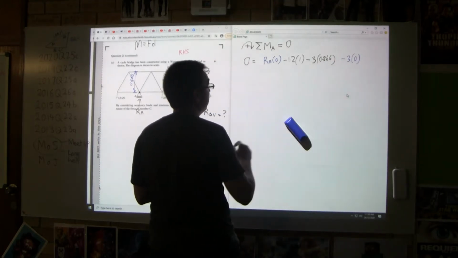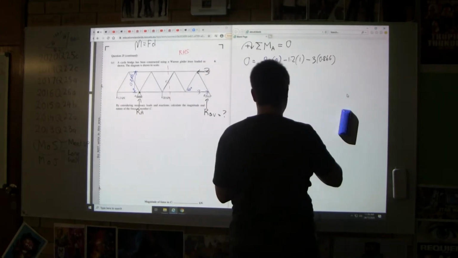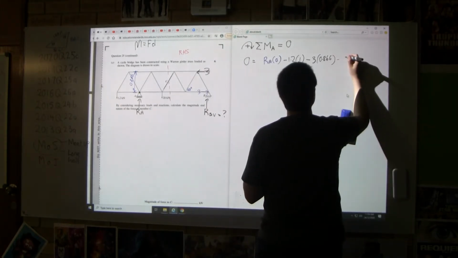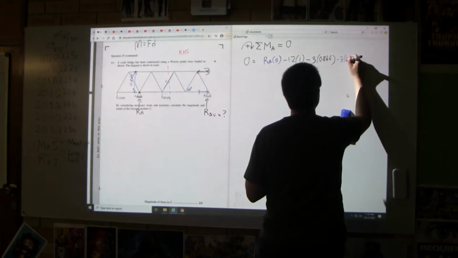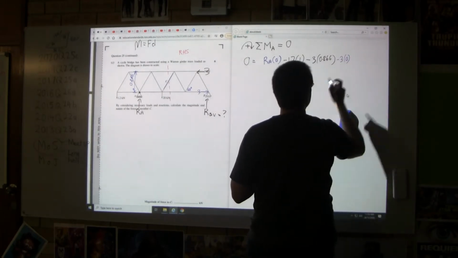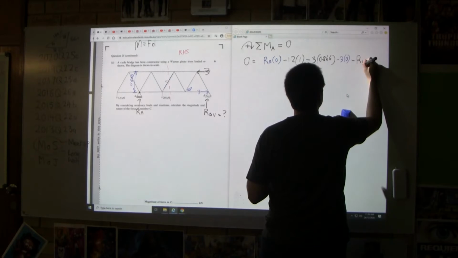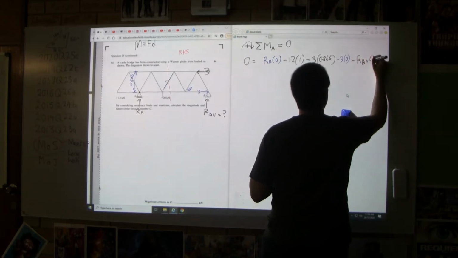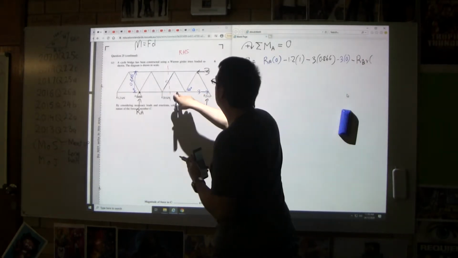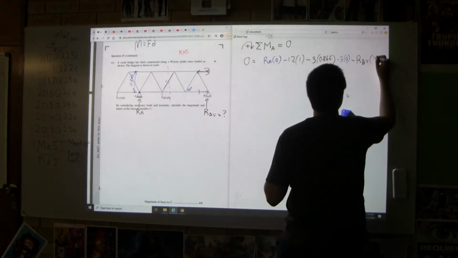Okay, and then we have finally our unknown. I'm just going to move that a little bit because I think I won't need a second one after all. Minus 3 brackets 0, and then I've got RBV, and its distance is 1 triangle, 2 triangles, 3 triangles away.